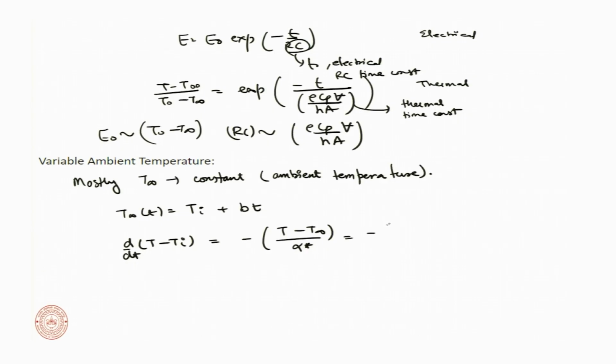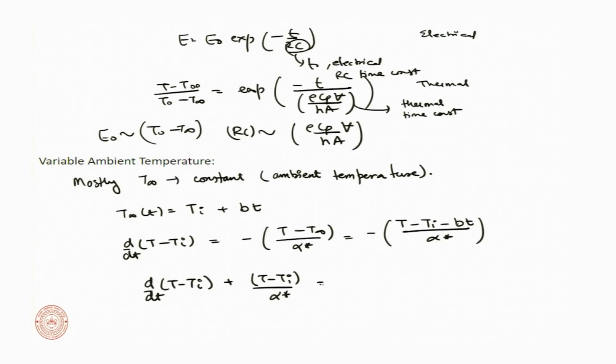Okay. So, if I replace T infinity over here, we get T minus Ti minus B into T divided by alpha star. We can take the T minus Ti term to the left. So, we will have d by dt of T minus Ti, this is our variable, plus (T minus Ti) over alpha star is equal to Bt over alpha star. So, we have a homogeneous solution and a non-homogeneous solution, right, a particular solution.